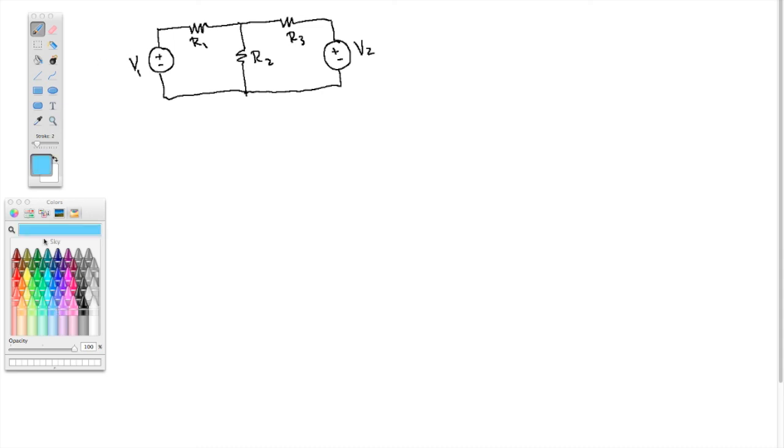Let's look at the nodes. Here's a node, right? Here's a node. Here's a node. Here's a node. And here's a node. So we can reference them. Let's call this A, B, C, and D. So R1 is connected to A and B, right? R2 is connected to B and D. R3 is connected to B and C.